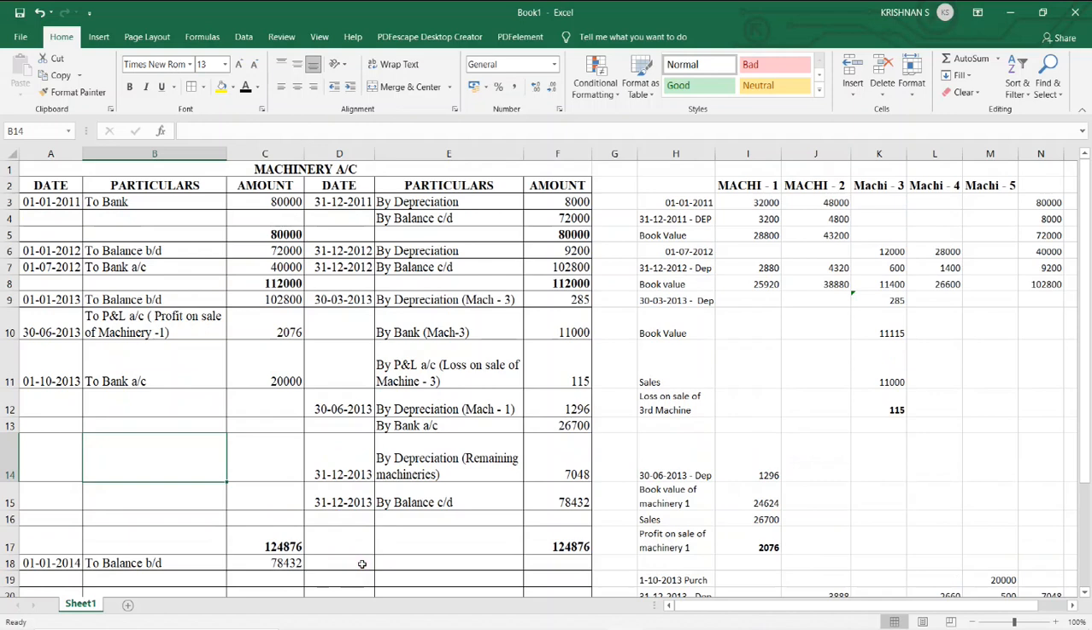Okay, so like this you have to prepare this machinery account. If you divide the total machineries like this, then it's very simple to prepare this machinery account. Calculations will be easy if you follow this method. First we purchased machineries for rupees 80,000. That 80,000 is divided into two parts. Then second time they purchased machinery for rupees 40,000 on 1/7/2012. The total machinery is divided into two parts: rupees 12,000 and 28,000. Then we calculate depreciation and book value separately.